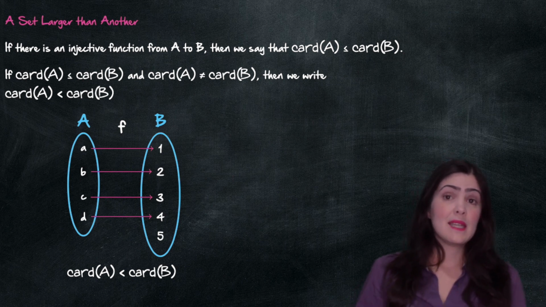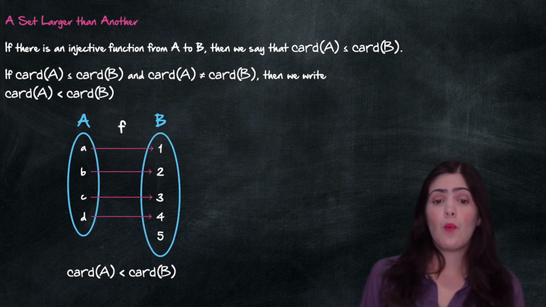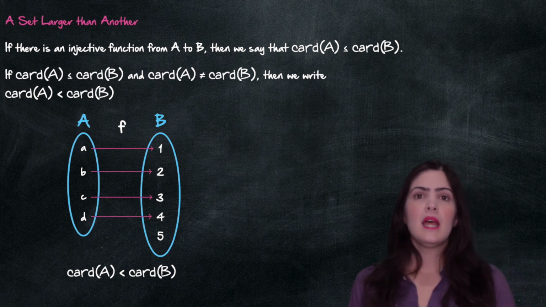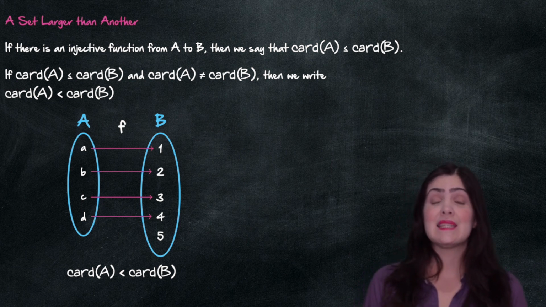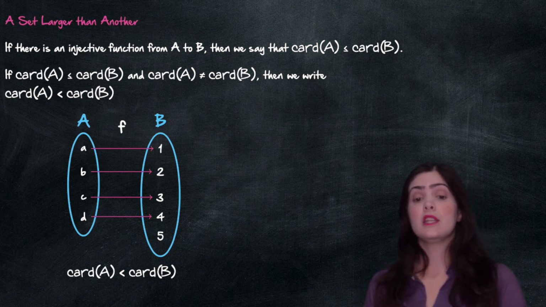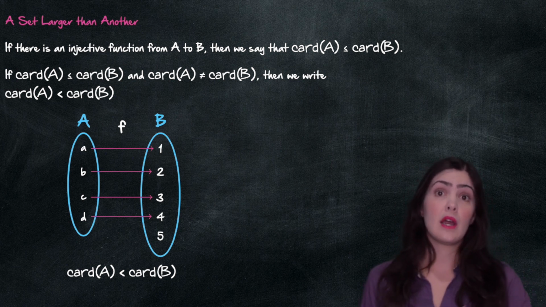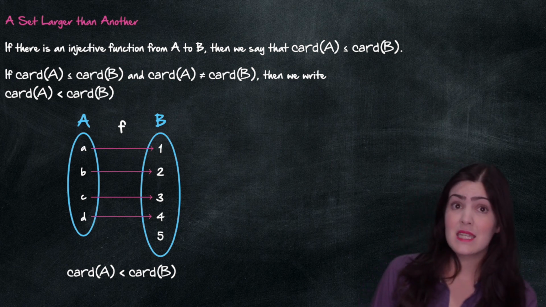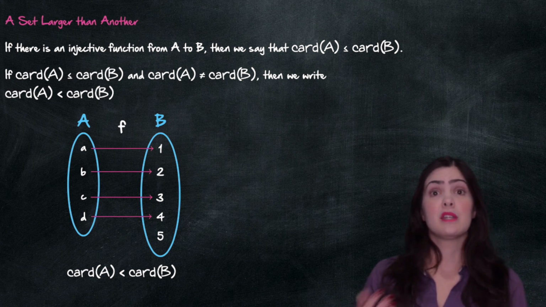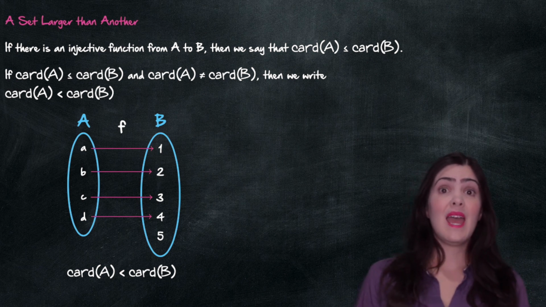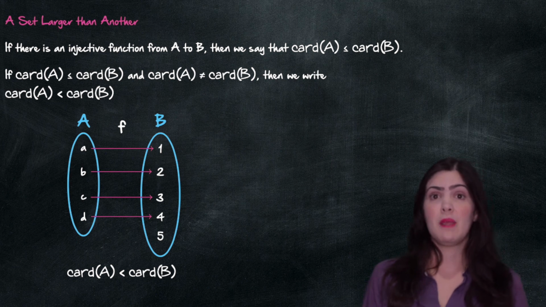Now, when do we say that a set has a larger cardinality than another? Well, if we can find an injective function from A to B, then we say that the cardinality of A is less than or equal to the cardinality of B. If the cardinality of A is less than or equal to the cardinality of B, and the cardinalities of A and B are different, then the cardinality of A is strictly less than the cardinality of B.